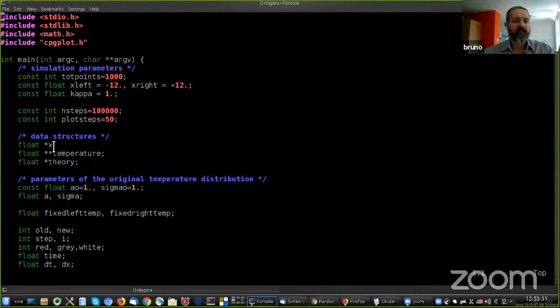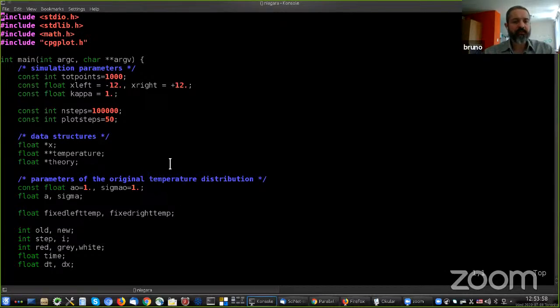We need a one dimensional array for X, two dimensional for temperature, and one dimensional for the theory. The good thing about this diffusion equation is that it is very simple, you can solve it analytically in a closed form, and then you can compare the numerical solution that we are doing against the closed form and compute the error, right? So basically that's what you're going to encode here.